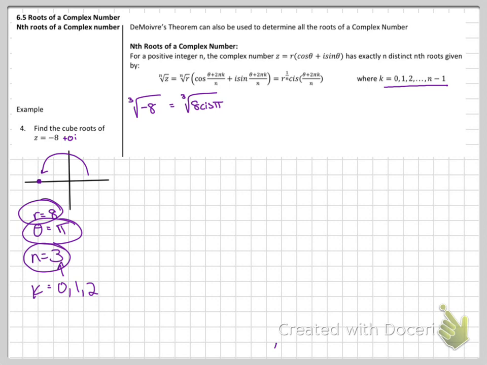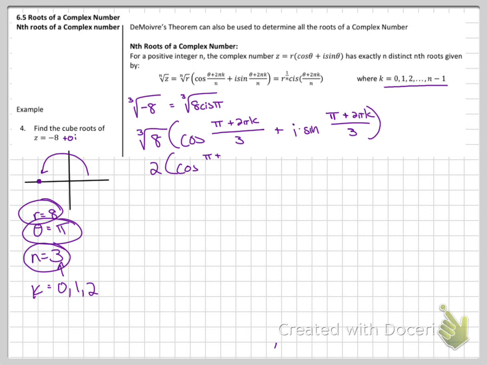Okay, so let's plug this into the formula. So we're doing the cube root, because that's what the question wanted. And for us, so that was n, r is 8. And then it is times cosine. For us, theta is pi plus 2 pi k over n, which is still 3 for us, plus I sine, pi plus 2 pi k, still over 3. Okay, so this is what we're going to be doing. Cube root of 8 is cube rootable, so I'll simplify that one step.